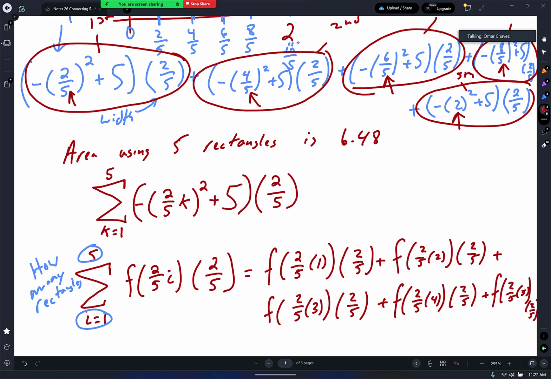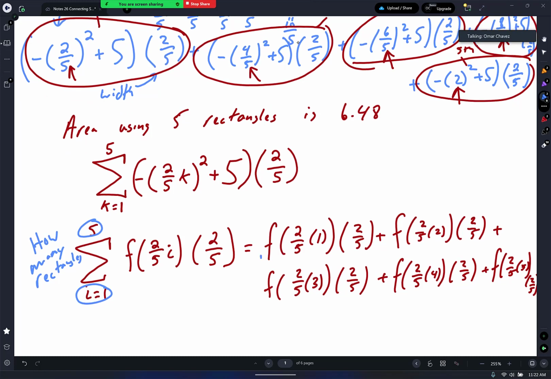Child, that's not the same. Yes, it is. This is a function f evaluated at 2/5, at 0.4. This is a function f evaluated at 4/5, so at 0.8.